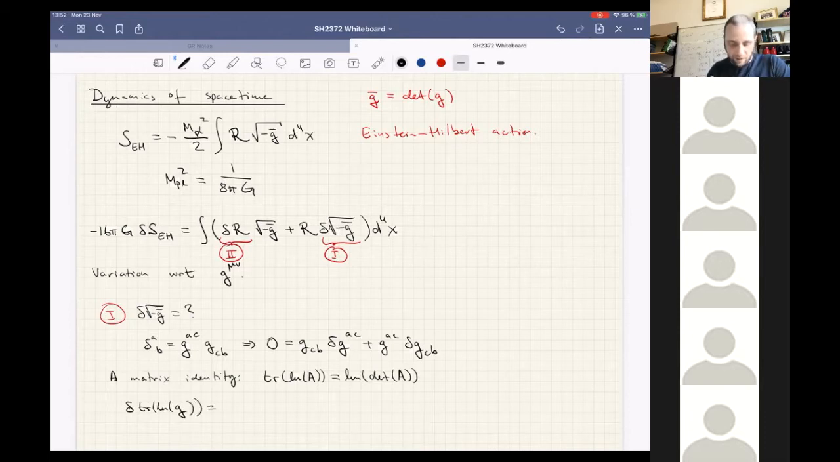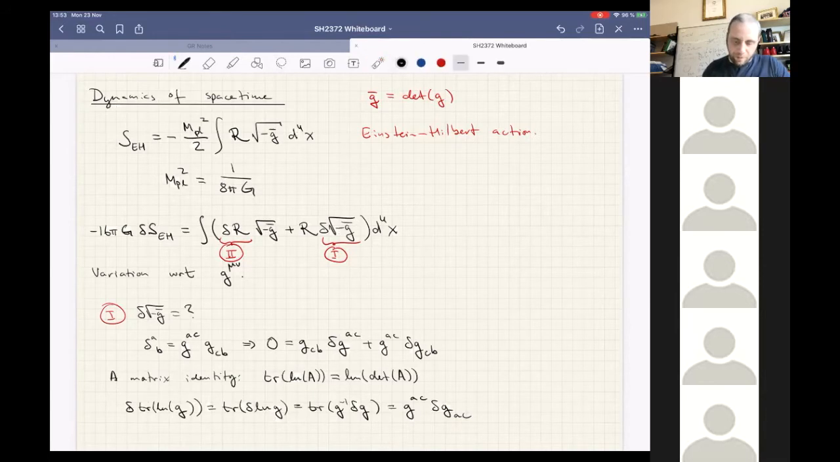Now, since the trace is linear, I can enter the variation inside here. So I get the trace of the variation of the logarithm of G. But this is going to be equal to the trace of G inverse and the variation of G. This is just ordinary differentiation rules that are applied here. Now in components, this is going to be written as G^AC delta G_AC, because we took the trace here, or CA, but the metric is symmetric.